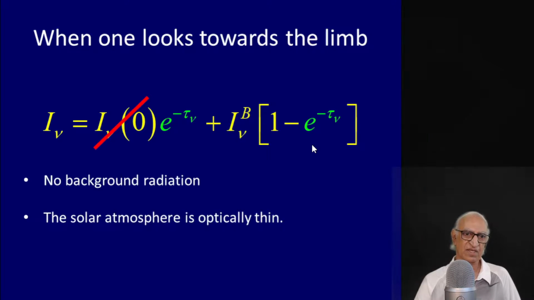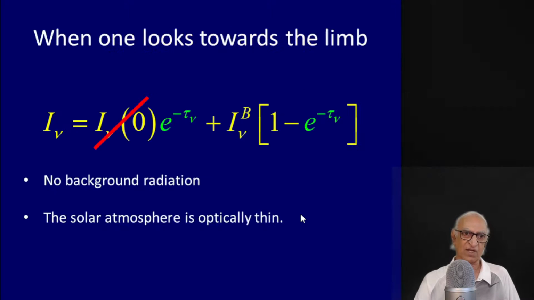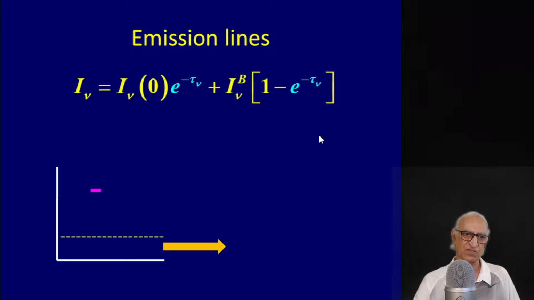Secondly, the solar atmosphere is optically thin. Its density is even less than the density of our atmosphere. And because the solar atmosphere is thin towards the limb, you can expand this exponential as 1 minus tau nu plus etc. and keep only the first two terms. And that's once again telling you that the background radiation is not there when I'm looking at the limb of the sun.